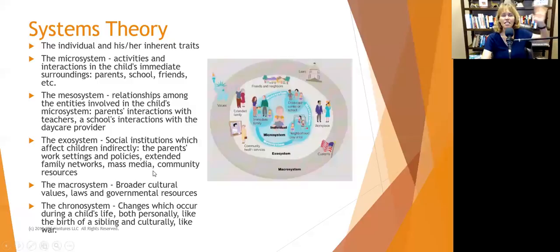The macrosystem is the broader cultural values, laws, and resources. And the chronosystem refers to changes that occur during the child's life, both personally, like the birth of a sibling, and culturally, like war. So as time goes by, the child is going to change. And the chronosystem can also refer to different stages in the child's life.